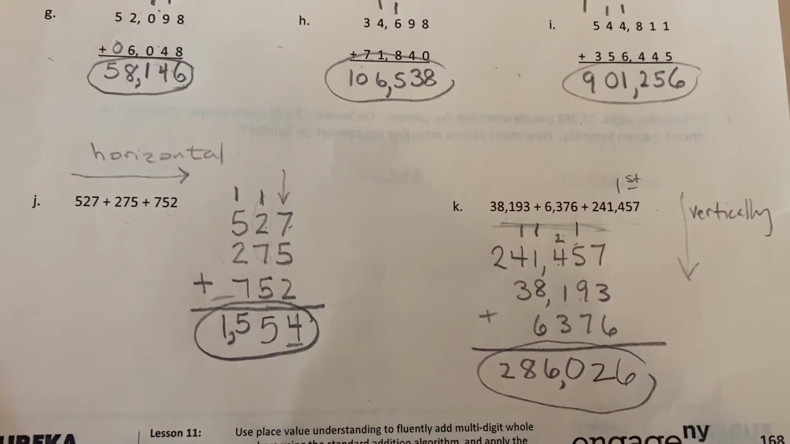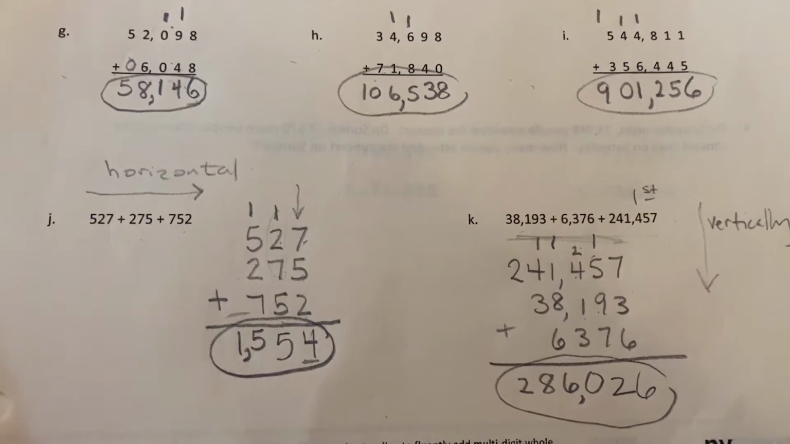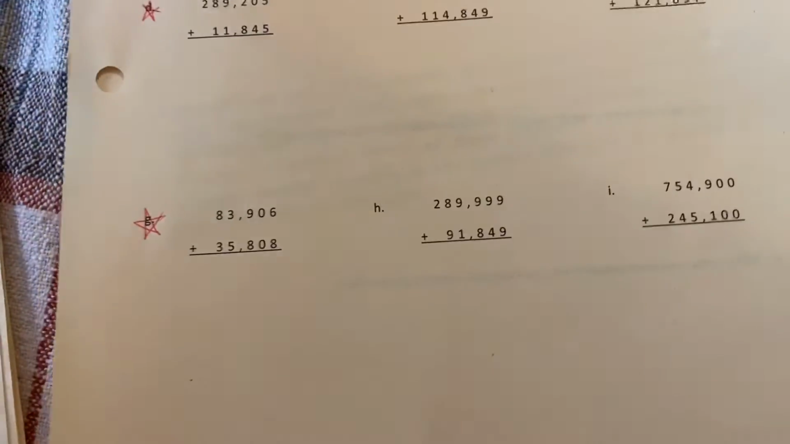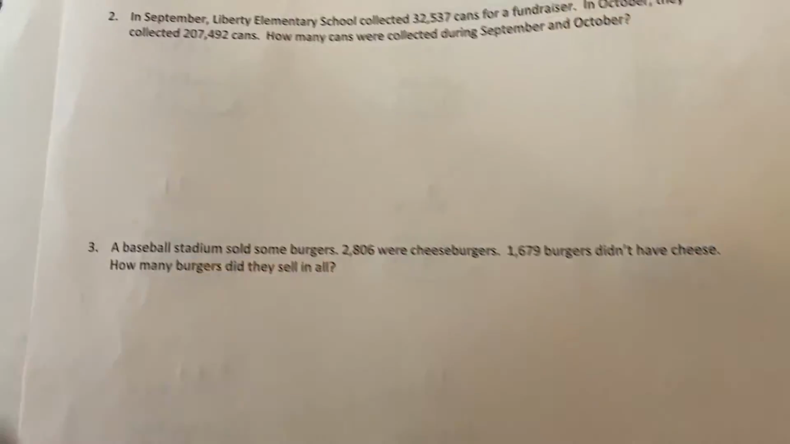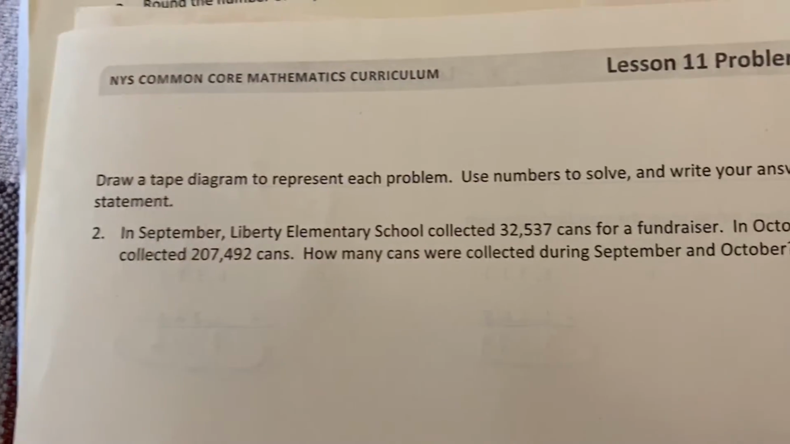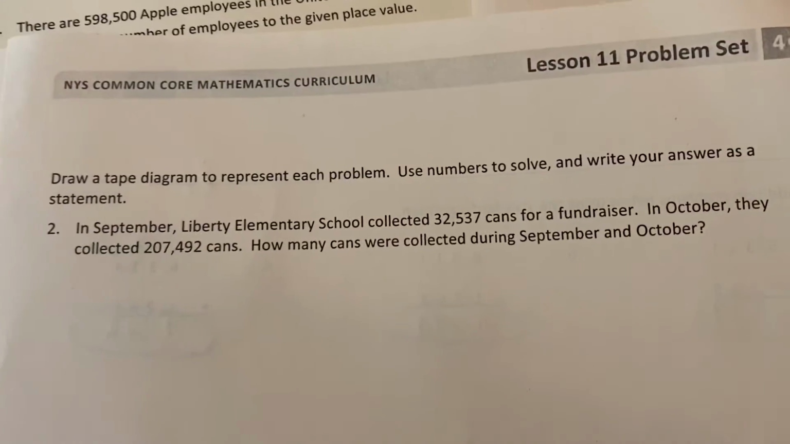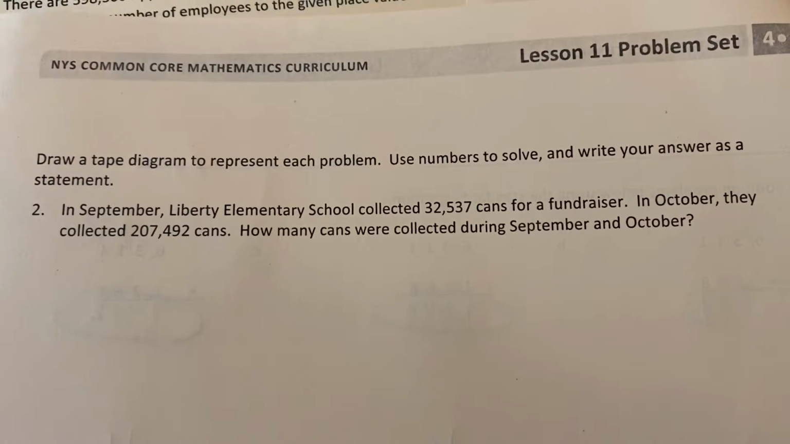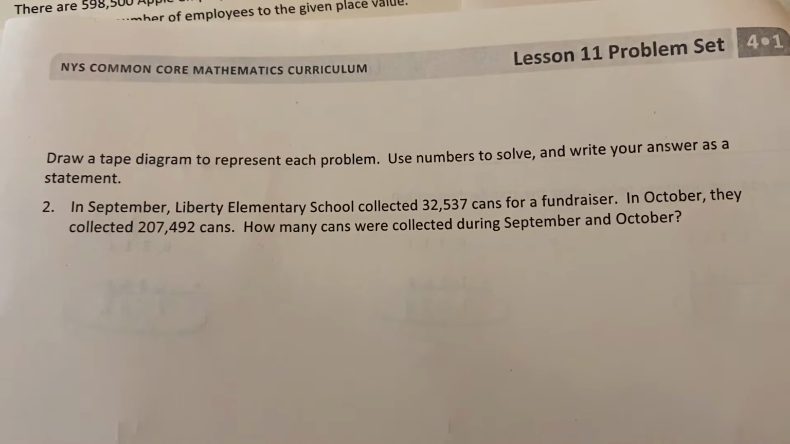I'm going to turn the page. We're going to do one last problem together, and that's going to be the next word problem. And it looks like this. Again, lesson 11, problem set number 2. The directions read: draw a tape diagram to represent each problem. Use numbers to solve and write your answer as a statement.